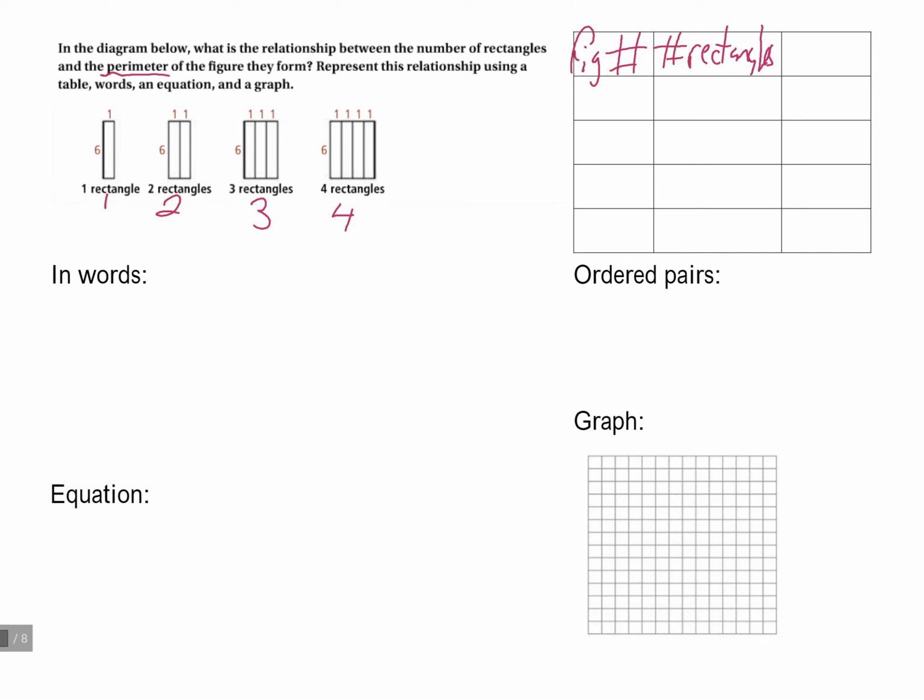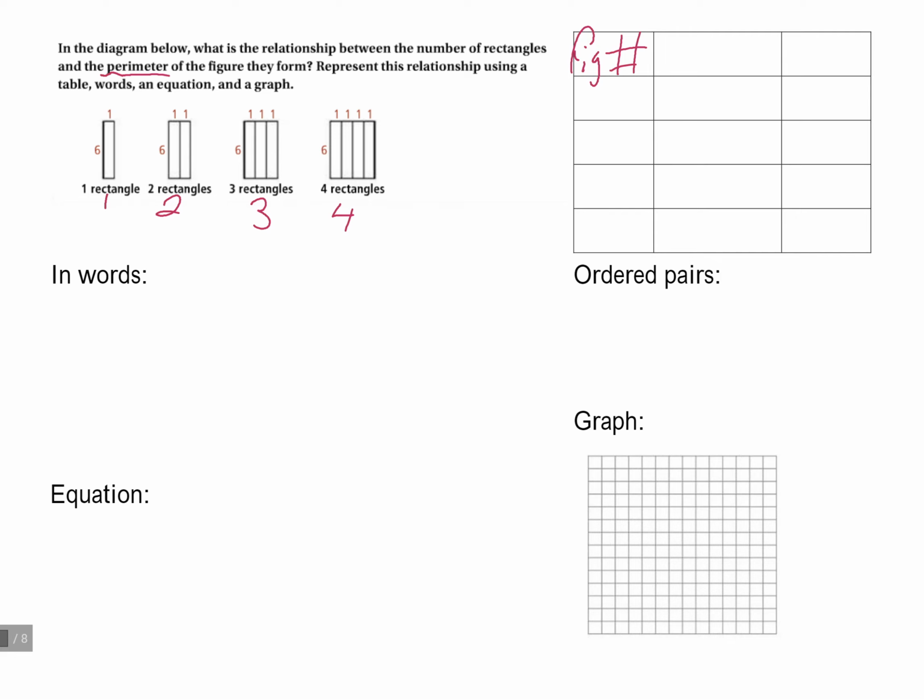Okay, and then the perimeter. Really, we could go about this a slightly different way, actually. Let's do that. Let's change that middle column. Let me get rid of this. Instead of calling it number of rectangles, because we already know that the figure number and the number of rectangles are the same, we'd actually be writing the same number twice, and that wouldn't really make much sense.